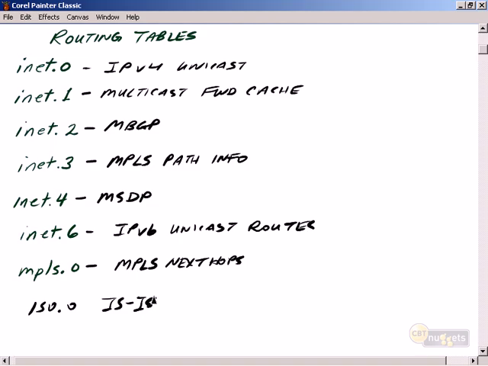Now, the ones you need to know for the exam are, of course, inet.0. You have to know that one. I want you to know inet.3, which is the MPLS path info, and inet6.0, which is the unicast routes for IPv6. Be careful, okay? Don't get tricked by seeing something like inetv6.0 or something like that. That v shouldn't be in there. Okay, we know it's v6 or version 6 for IPv6, but a very clever distractor in an exam question might be something like inetv6.0.